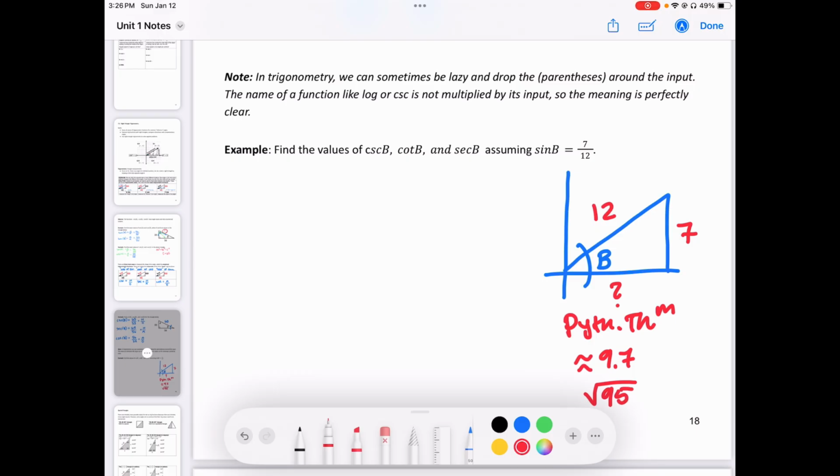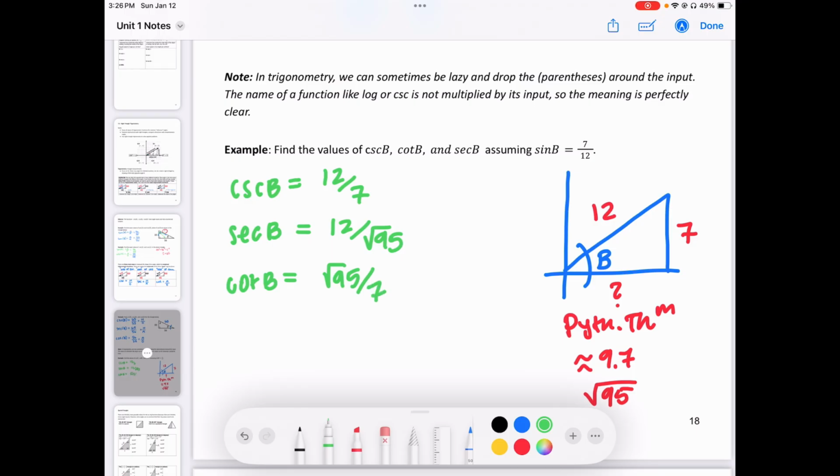From there, we can find cosecant B, cotangent B, and secant B. So cosecant of B is going to be 12 over 7. Secant of B is going to be 12 over root 95. And cotangent of B is going to be root 95 over 7.